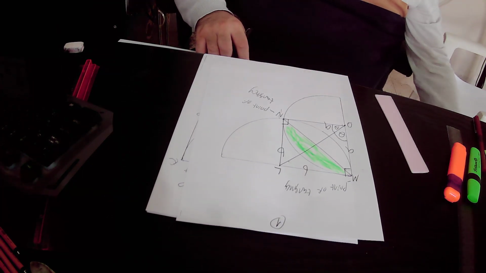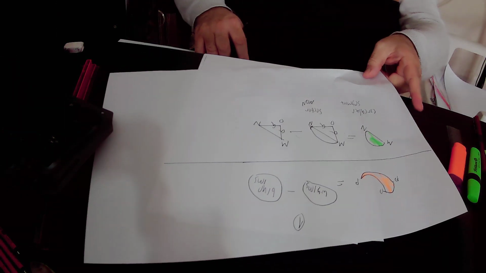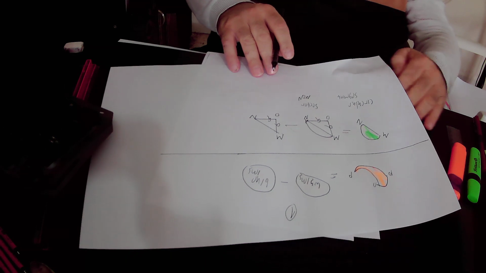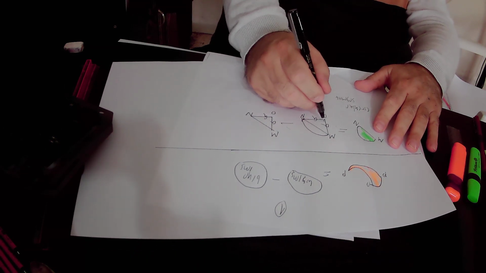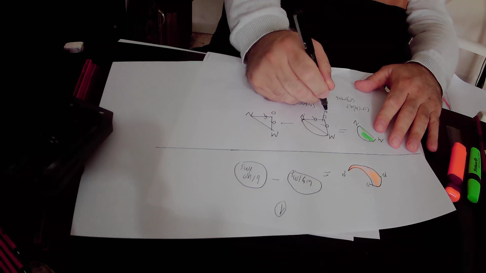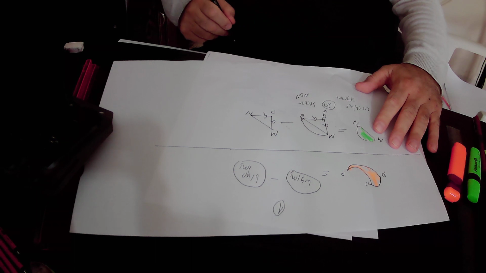So here, the angle between the two legs of sector MON is actually equal to 2 theta.